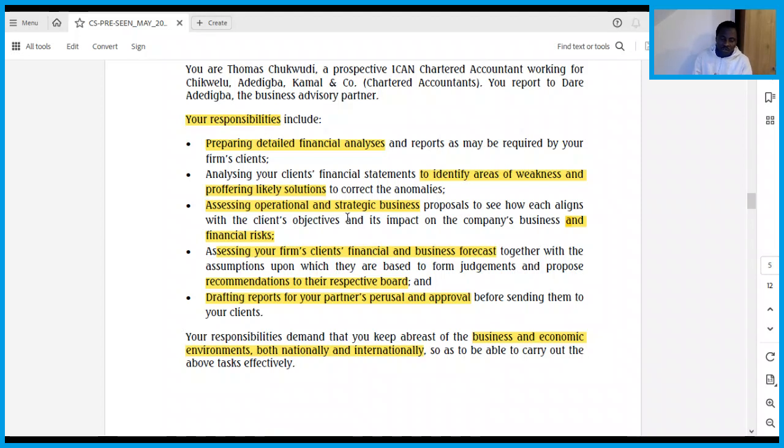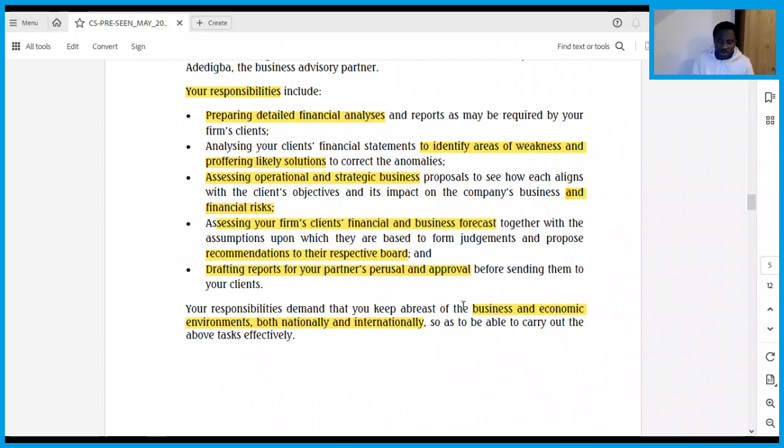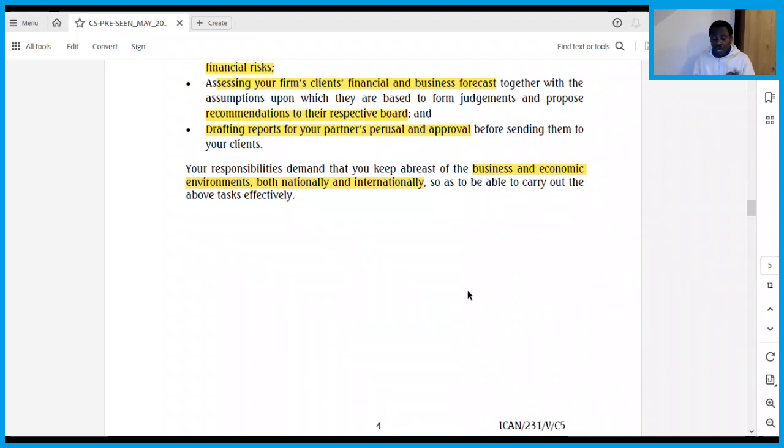Also, you have to draft your report just like you are going to draft in a case study. And the draft is going to the partner of your company. I hope we did not forget the name of our firm. This is the name of our firm. So draft to the partner to peruse and to approve before we can send to clients. Those are your responsibilities, and we need to understand all this because questions may come along that line. Also, your responsibility demands that you keep abreast of business and economic environment, both nationally and internationally. Good for you.